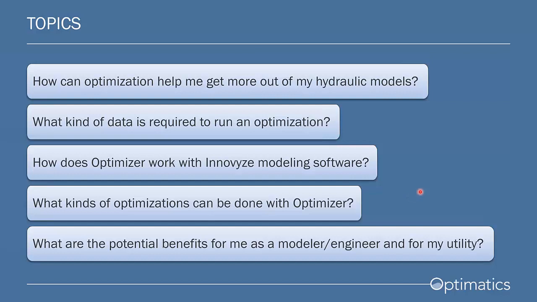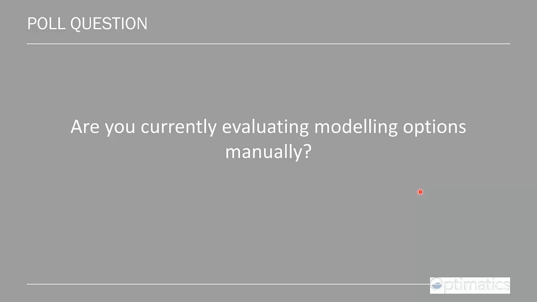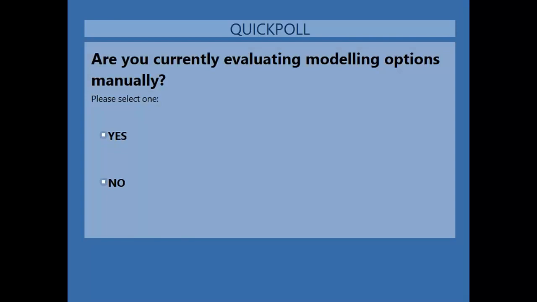So I'm going to start with a poll here. We've got a couple of poll questions at the start here, and these are aimed at reflecting on our current traditional planning process, so our business as usual approach. So I believe you can see a poll here. The first question we're going to ask is, are you currently evaluating your modelling options manually? So if you could take a moment here to answer that question.